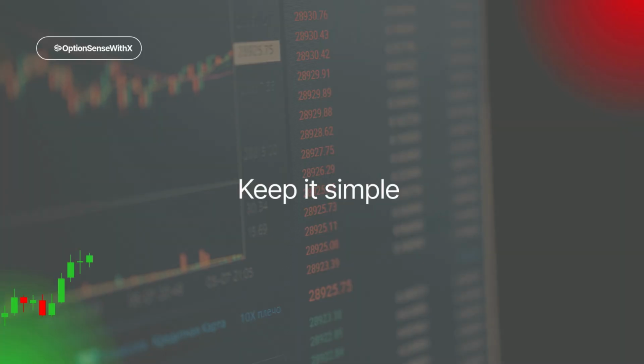Analyze on TradingView, execute on your broker, choose contracts intentionally, manage risk, and profits will come. Complexity comes later, clarity comes first.